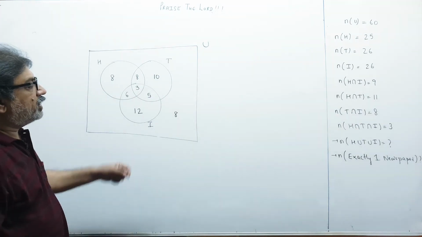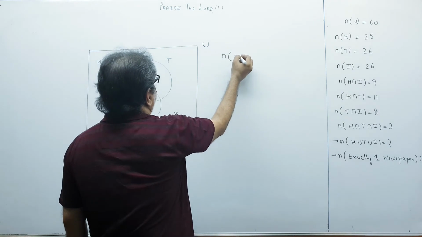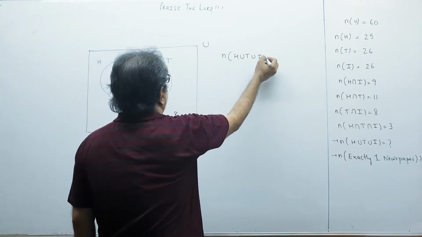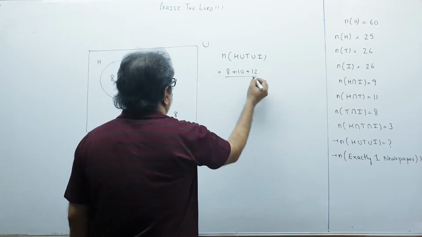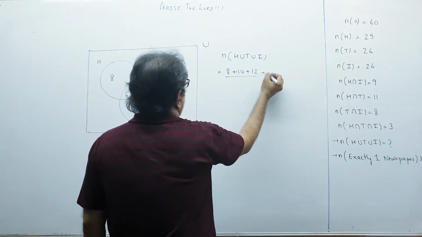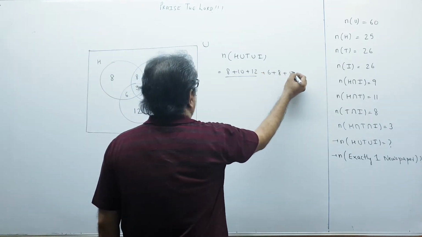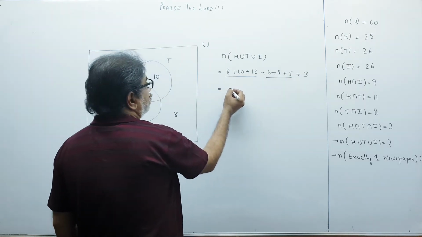At least one newspaper, how many? All the sum of this. So I can make out the number of people inside H union T union I. That will be 8 plus 10 plus 12, that is exactly one newspaper. Then exactly 2: 6 plus 8 plus 5, and exactly 3. So that I call as 52.